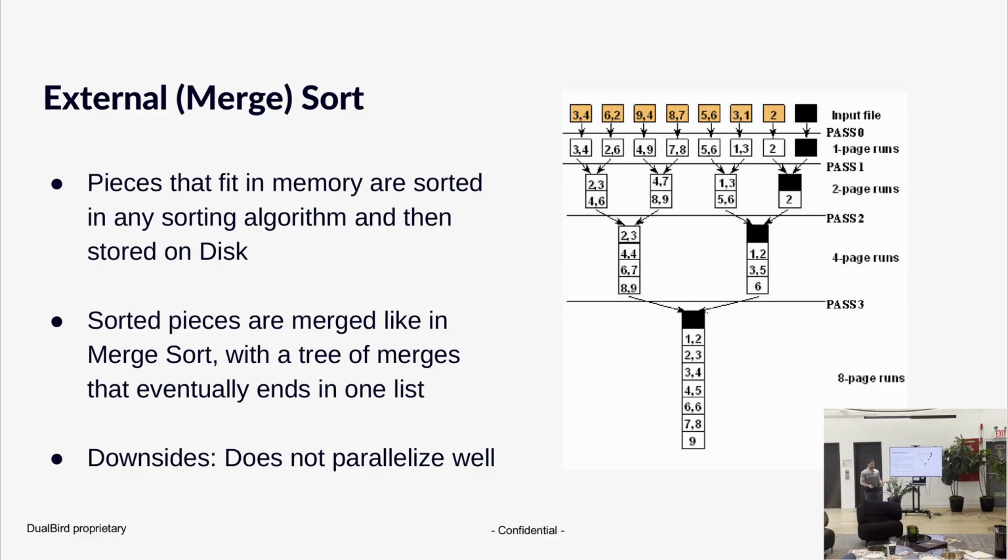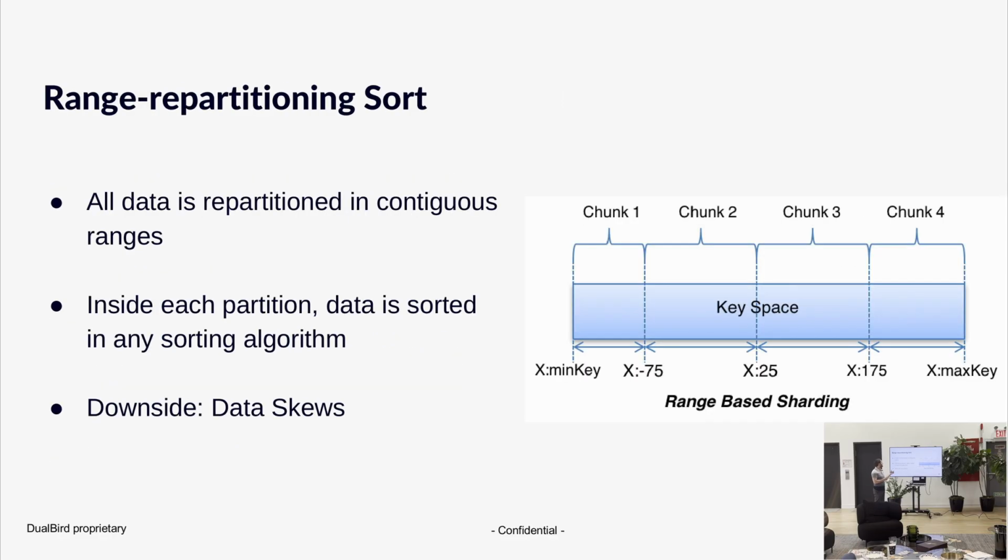Other than the obvious downside of this approach, which is that you read and write the data, send data multiple times to disk, there is another big problem: it does not parallelize well. As you get to the lower layers in the tree, you don't get good parallelism. If you have a big Spark cluster and you try to do that, you're going to end up with many underutilized resources.